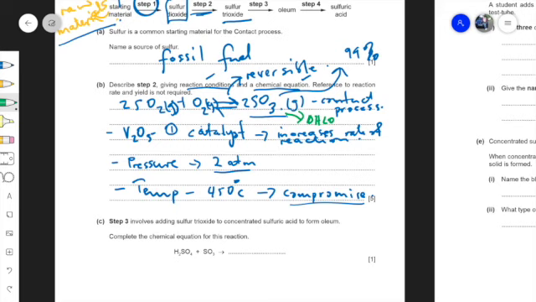So we need to make sure that the temperature is one that we can actually use, which can give us a high yield and a high rate of reaction. But remember that this temperature of 450 is actually a compromise, right?